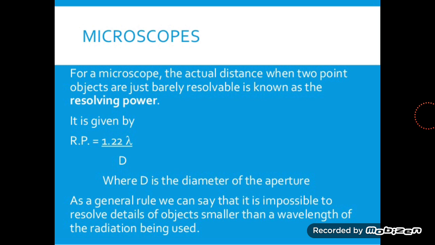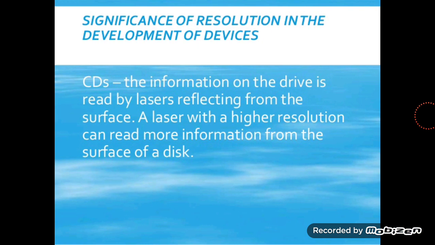In case of a microscope, resolving power is 1.22 lambda upon capital D, where D is the diameter of the aperture. Significance of resolution in the development of devices: in case of CDs, the information on the disk is read by a laser reflecting from the surface. A laser with a higher resolution can read more information from the surface of a disk.